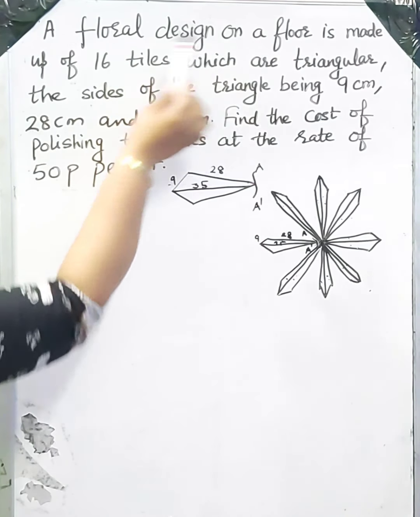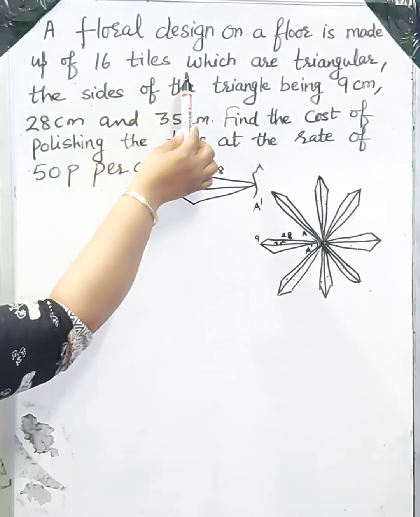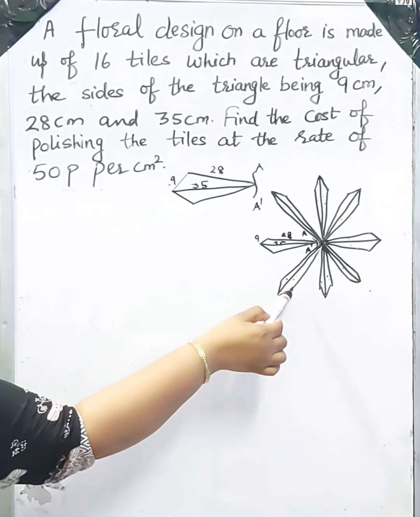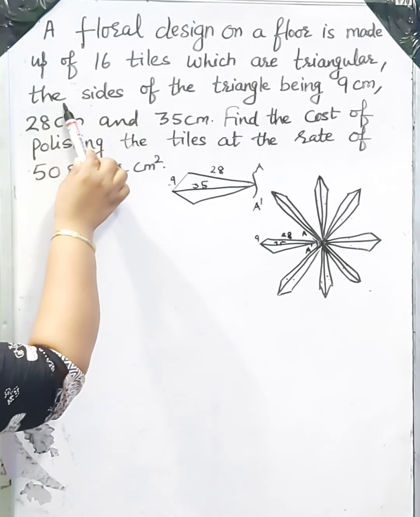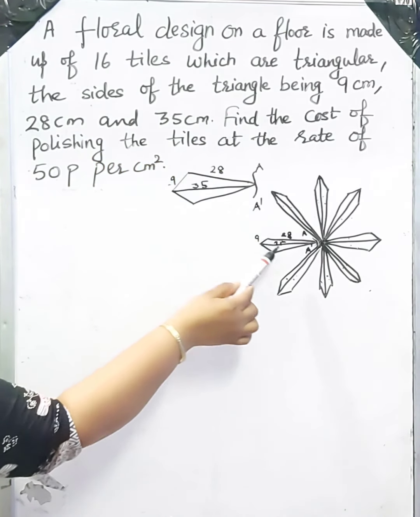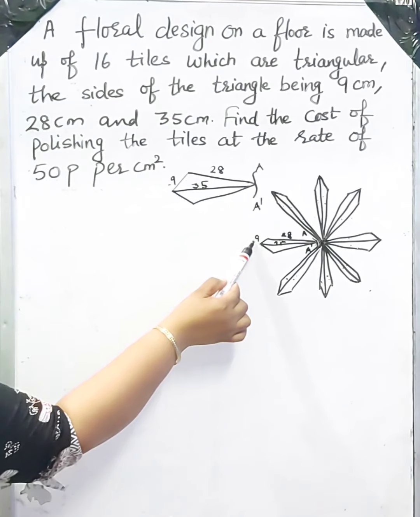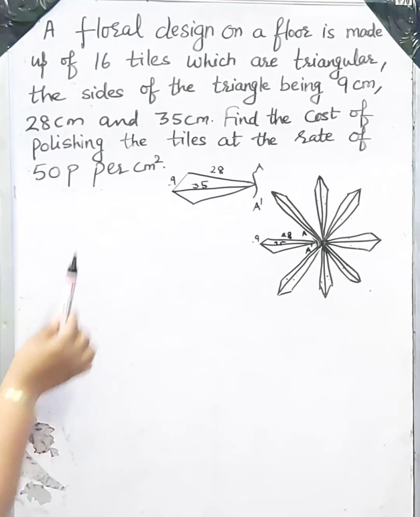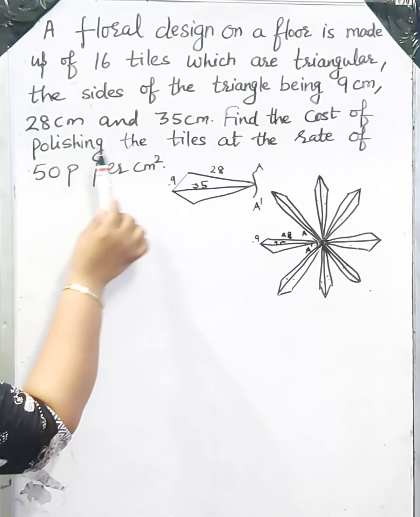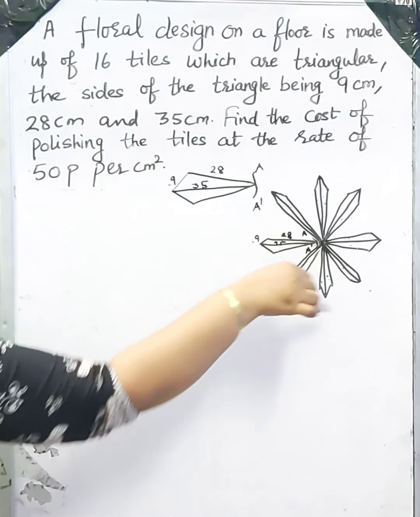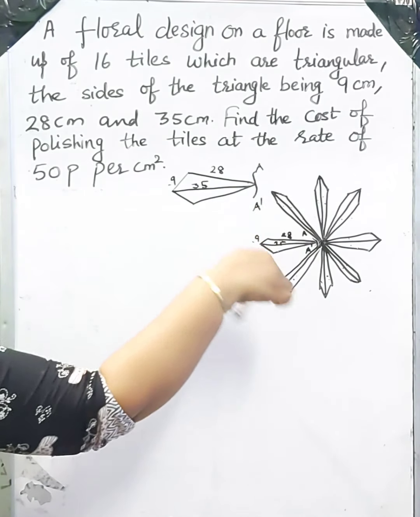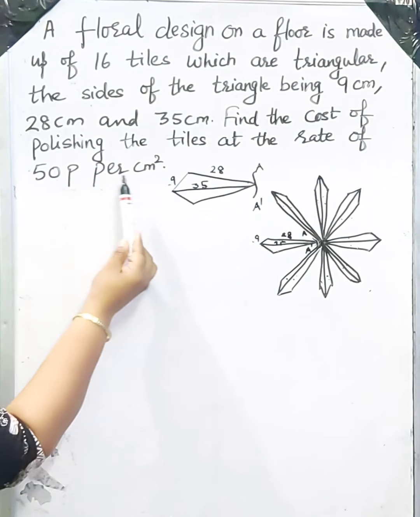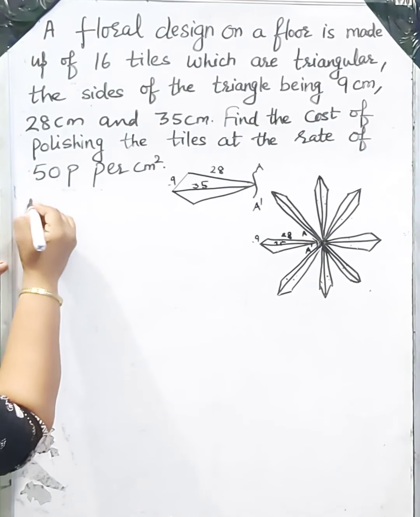A floral design on a floor is made up of 16 tiles, which are triangular in shape. The sides of the triangle are 9, 28 and 35 centimeter. Find the cost of polishing the tile. Find the cost of polishing the 16 tiles at the rate of 50 paise per centimeter square.